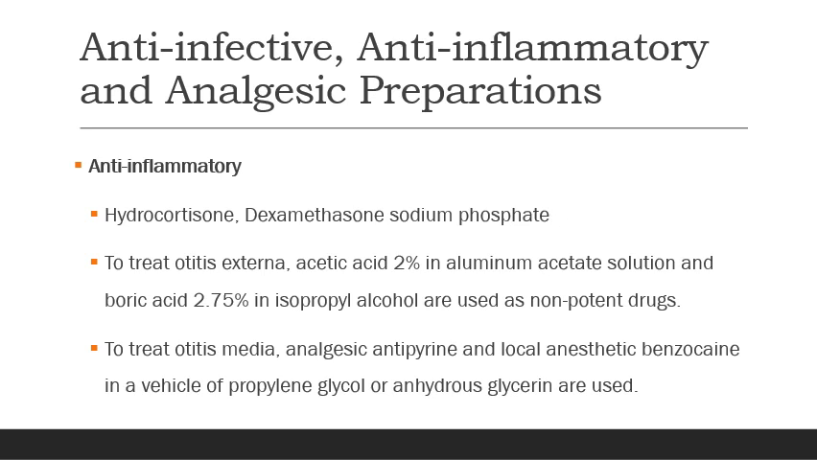If the patient is suffering from otitis externa, the inflammation of the external ear, acetic acid 2% in aluminum acetate solution and boric acid in the concentration of 2.75% in isopropyl alcohol can be used as non-potent drugs, and they will treat the inflammation in otitis externa. In the case of otitis media, that is the inflammation of the middle ear, we can go for the analgesic antipyrine. We can also go for the local anesthetic benzocaine in a vehicle of propylene glycol or anhydrous glycerine.